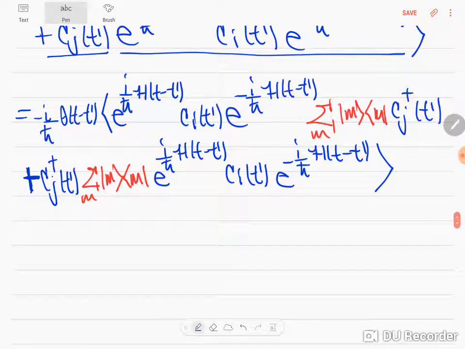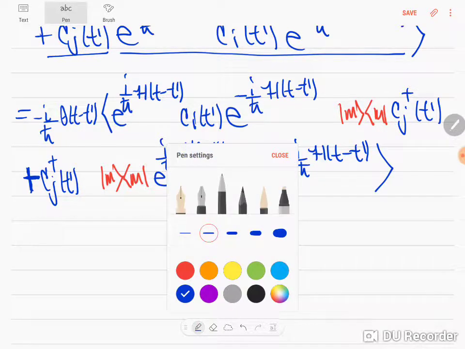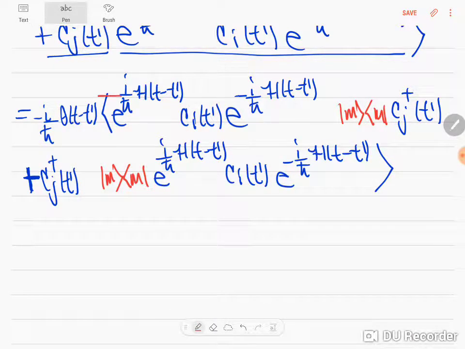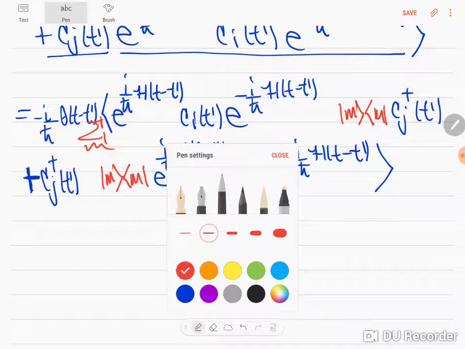Now we're just going to do some algebraic operation here. I mean, not even algebraic, just for simplicity, we're going to remove these summations with respect to m and put them in front of the operation. So here we're going to have this summation with respect to m. That's what we're going to have, and then let's change color.